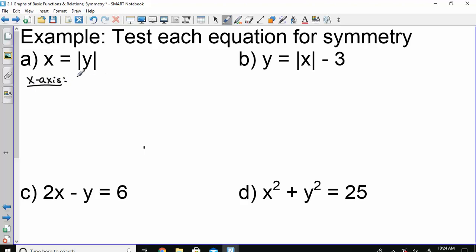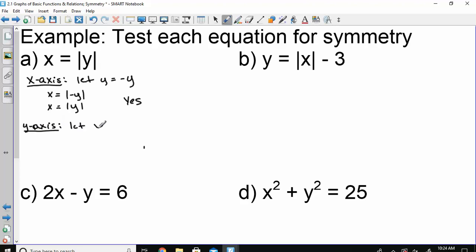The other way to test symmetry to the x-axis, what you do is replace your y with a negative y and see if you get the same equation back. So you're basically just making the opposite variable negative. So if I plug in a negative y, what is the absolute value of a negative? Positive. Do I get back what I started with? Yes. So that means yes, this is symmetric to the x-axis.